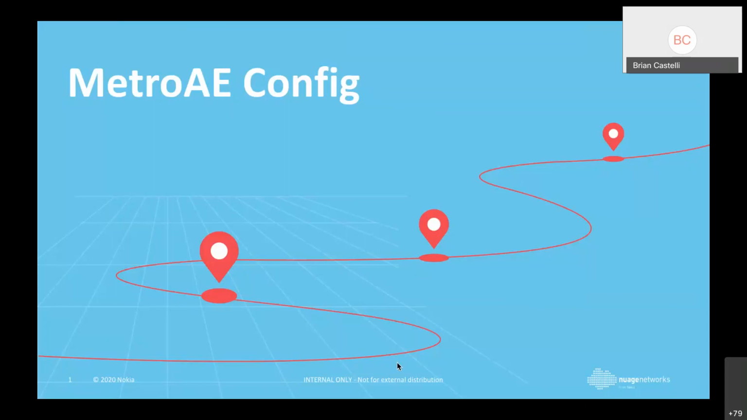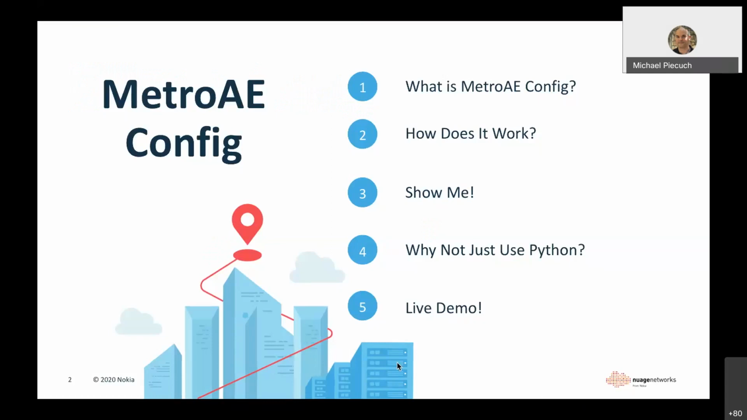All right, thanks, Brian. My name is Mike Pykosh, and I'm in Brian's team working on MetroAE and other tools. What I'd like to talk to you about today is our new tool released in the MetroAE 4.1 release, which we just released recently, and it's called MetroAE Config. Our agenda today is: I'm going to talk to you about what MetroAE Config is, show you how it works, and demonstrate the way it operates. I'll talk about why it's superior to just using Python coding, and then I'll hand it off to Ishwar later for a live demo of the tool.